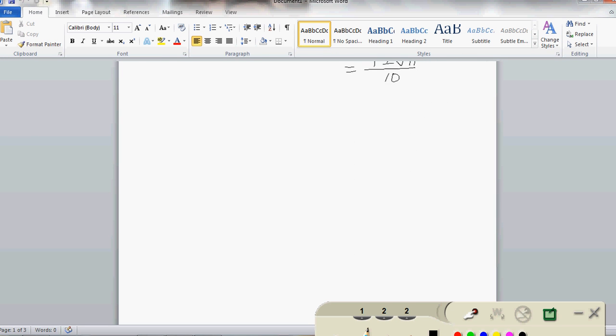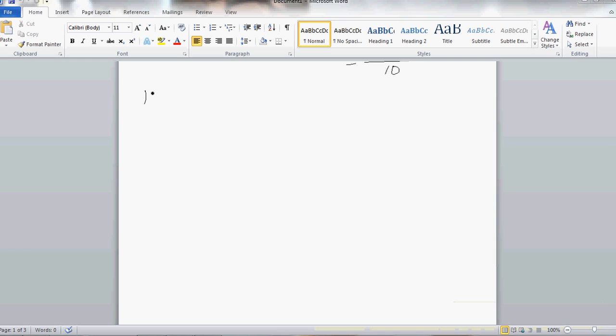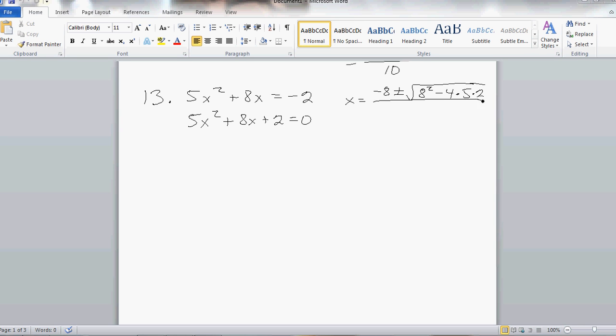The final problem in this group is example number 13. 5x squared plus 8x equals negative 2. First thing we have to do is get everything to one side and set it equal to 0. This is always true for the quadratic formula. So we get 5x squared plus 8x plus 2 equals 0. So then x would equal negative b plus or minus the square root of b squared minus 4 times a times c all over 2a.